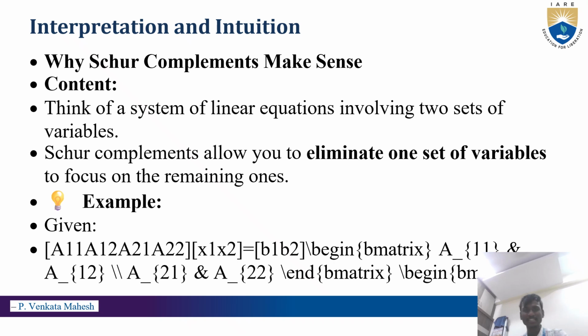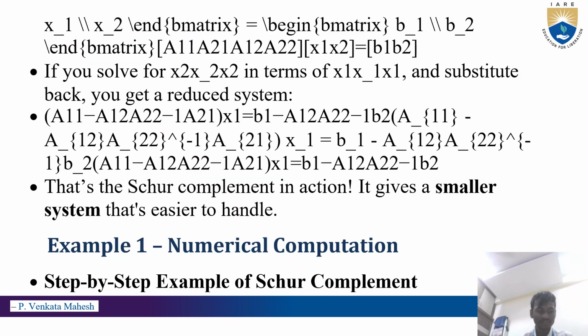Suppose we take an example of a matrix with blocks A11, A12, A21, A22, multiplied by x1 and x2, equal to b1 and b2. When solving for x2, we can substitute and get a reduced system of equations. By substituting values into that reduced system, you get an easy way to solve your problem. That's the Schur complement.